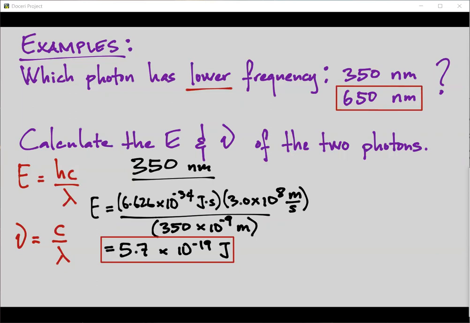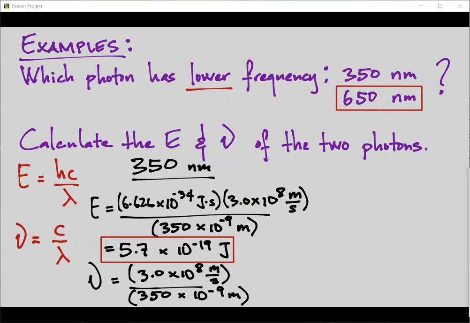So that's for energy. We can also calculate frequency here. All you have to do is divide the speed of light by 350 times 10 to the negative 9. So here's the speed of light divided by the wavelength in meters, and we get 8.6 times 10 raised to the 14th power inverse second. Again, the units for frequency are inverse second or hertz, so you can use either. So that's for 350 nanometers.